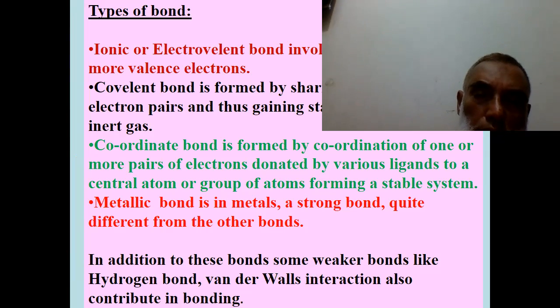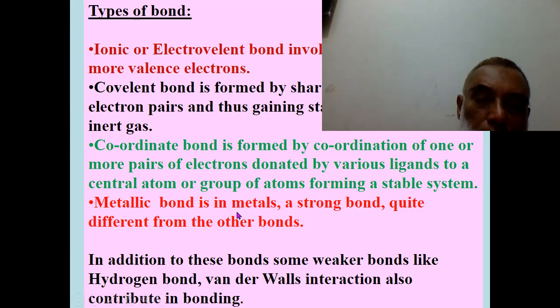Types of bond. One is your electrovalent or ionic bond. It involves transfer of electron from one atom to the other. Covalent bond is formed by sharing a pair of electrons by two atoms. Coordinate bond is formed by coordinating one pair of electrons, which is donated by an atom or group of atoms, and it is accepted by another group of atoms or atom at the central place, and the group or atom which is donating electrons is known as ligand.